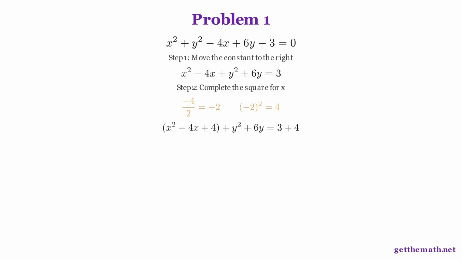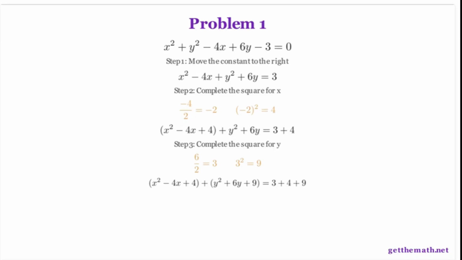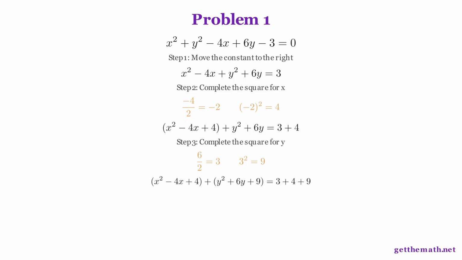Step 3, complete the square for y. Take the coefficient 6, divide by 2, you get 3. 3 squared is 9. Add 9 to both sides. The y group becomes y squared plus 6y plus 9, which factors into (y plus 3) squared. And the right side is now 3 plus 4 plus 9, which is 16.